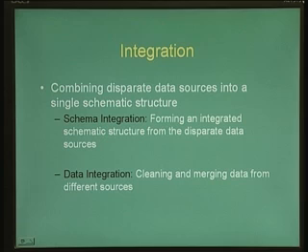And this integration can occur at 2 different levels, which are shown here as data integration and schema integration. Schema integration entails forming an integrated schematic structure based on the set of all disparate data sources. That is, you have data sources from counter A, counter B, counter C, and you form one common schematic structure. And data integration essentially entails cleaning and merging data from these different sources, that is eliminating duplicates and merging all of them under this schematic structure.